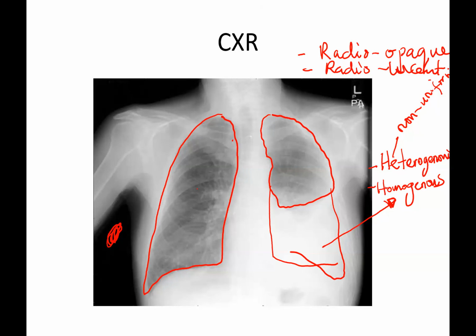If you see a heterogeneous opacity, it means there's parenchymal involvement. It is infectious involvement of the lung parenchyma. Now for this image we see here, it is more of a fluid that is occupying this space here. So that is it.